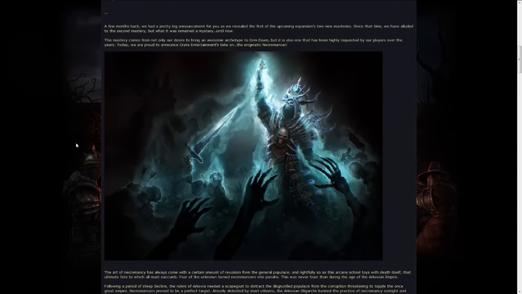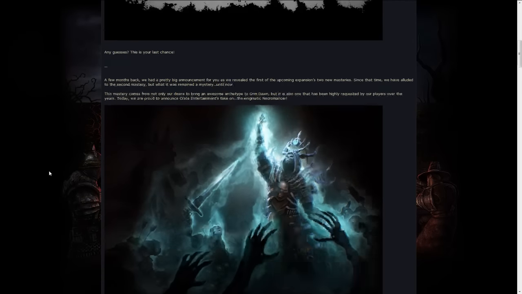It uses, you know, Vitality, Aether damage, probably some cold damage and poison damage worked in there too. And it sounds really cool too. Part of me kind of wanted the second mastery to be something completely off the wall. But I'm fine with the Necromancer, honestly. Necromancer's awesome, and I think Crate's going to do the archetype well. And I'm glad they're bringing such an archetypal action RPG class to Grim Dawn.